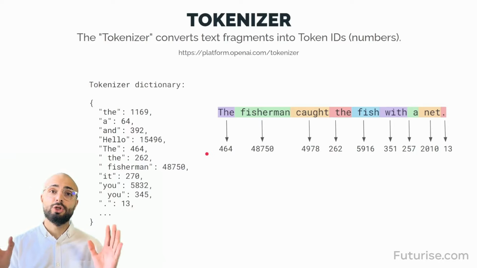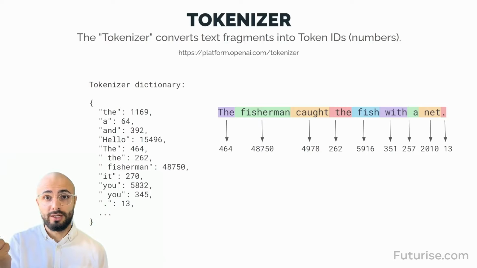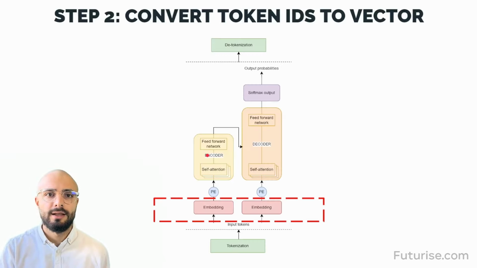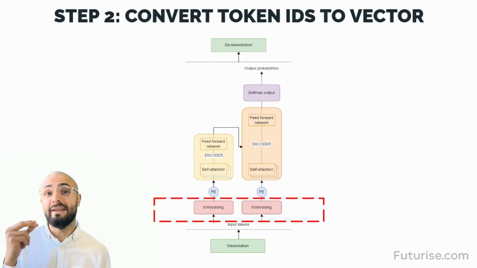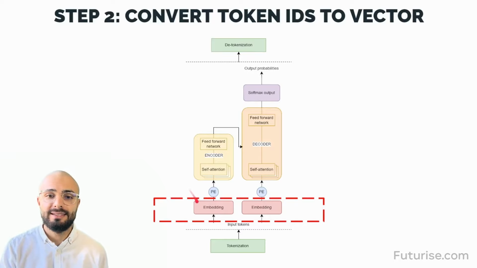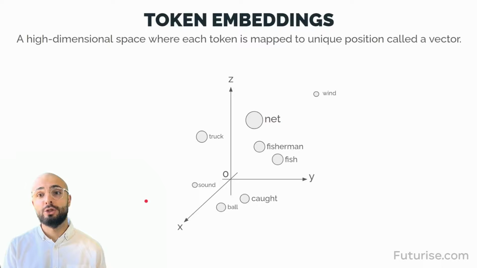Now that's tokenization. We've now gone through the step from converting the words into token IDs or numbers. The next step is to convert these token IDs into what you call a vector. And that is done in this embedding stage over here. So a token embedding is a high-dimensional space where each token is mapped to a unique position called a vector.